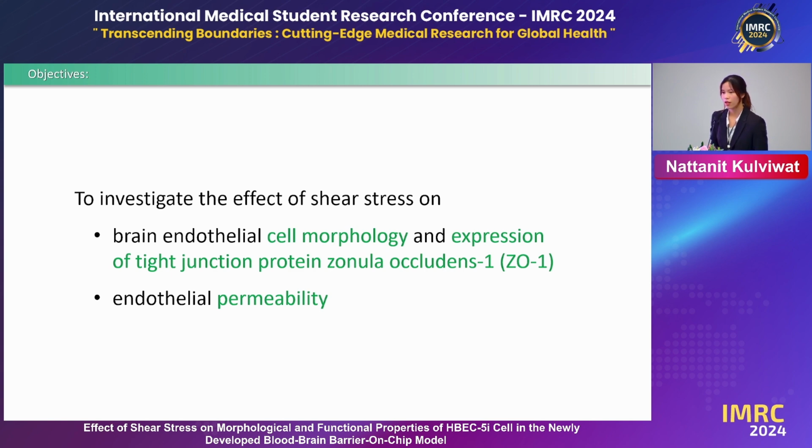In terms of functionality, we measure the permeability, and for the physiology, we measure the cell morphology and expression of tight junction protein, namely zonula occludens 1.